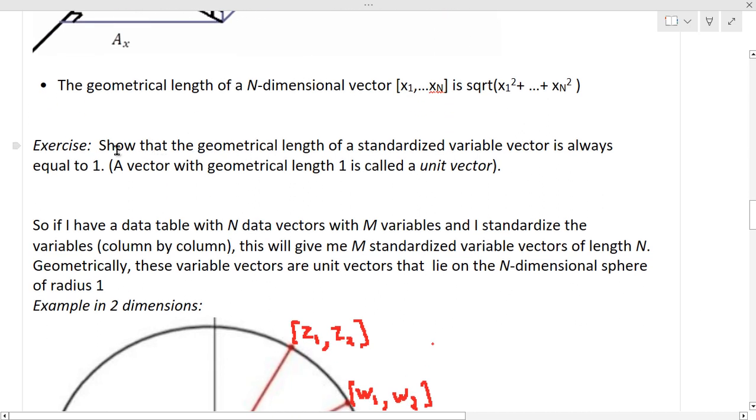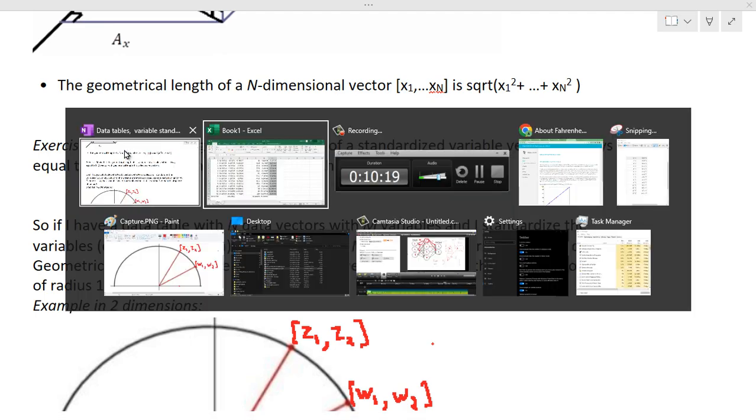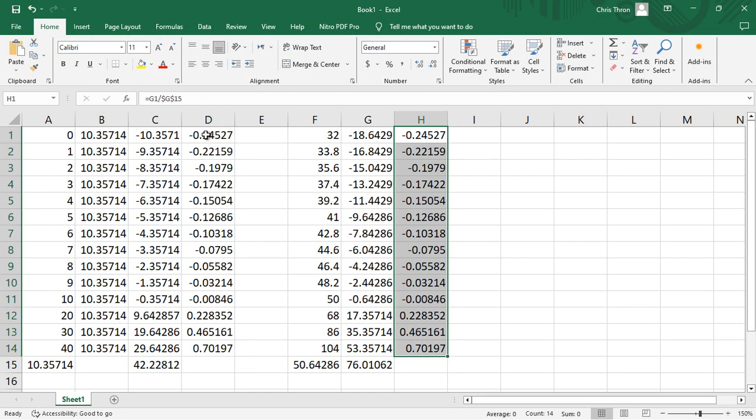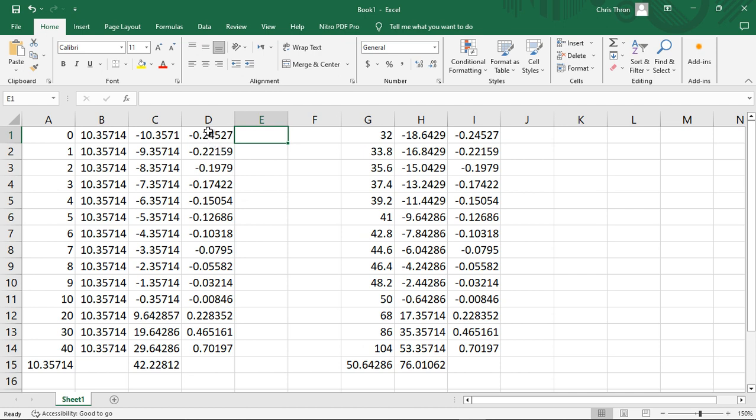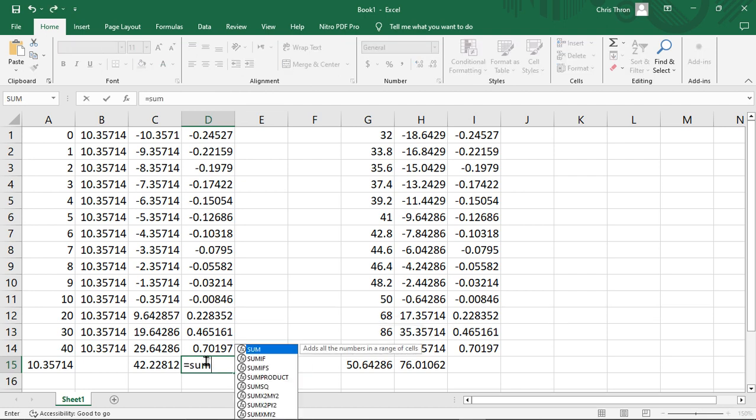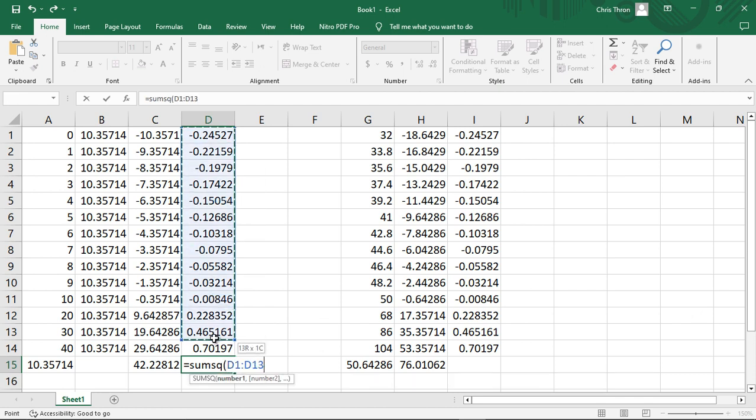Now, another exercise is show that the geometrical length of a standardized variable vector is always equal to 1. It's actually a fairly simple exercise. I'll show you how that works on our spreadsheet here. All right, here is my standardized vector. So let me leave myself a little bit of space. And if I want to find the sum of squares of this vector, let's go ahead and do that. I have my handy dandy Excel function to do that, SUMSQ. And I'll take this and we will see if I'm right.